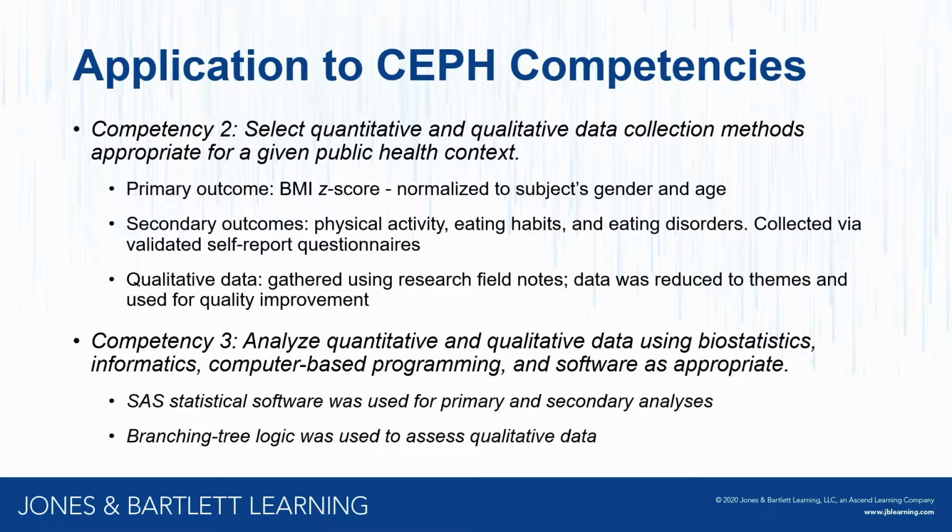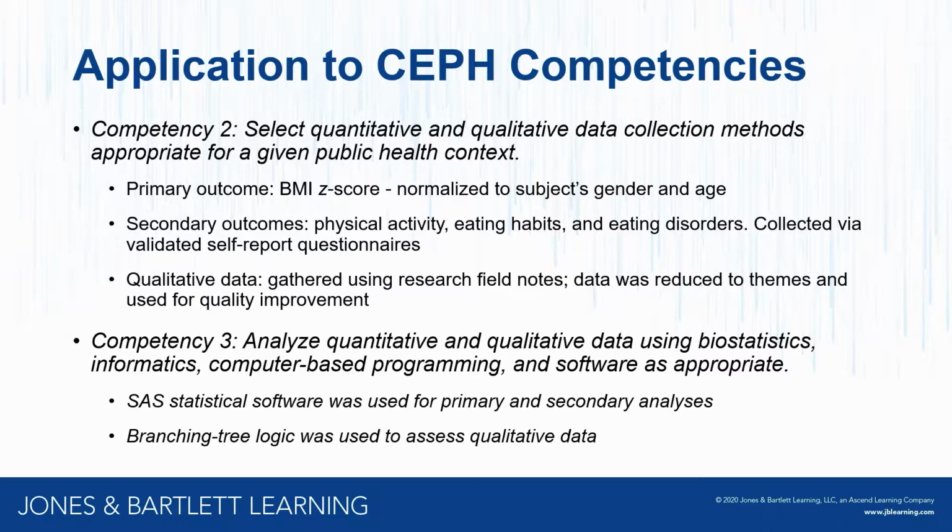So this case study actually applies to about 3 competencies. The first competency is the quantitative and qualitative data collection methods appropriate for a given public health context. Again, here they use the primary outcome of BMI Z-score. The reason they chose BMI Z-score, again, was we were talking about adolescence, so you have to account for the fact that the child is growing during this entire time, so their weight's going to be changing just due to growth, if nothing else. So they chose the BMI Z-score because it was the best measure in their mind as far as capturing true changes within a person.